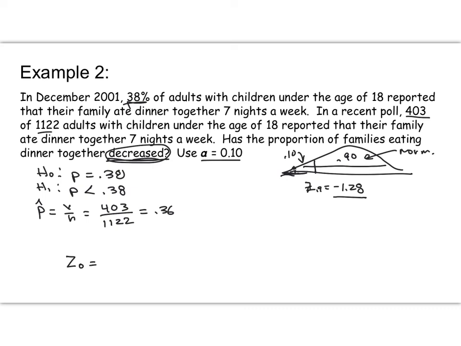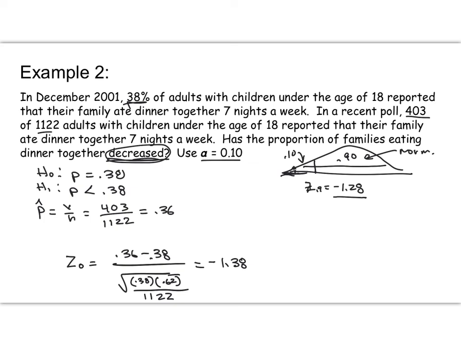So our test statistic is going to be 0.36, because that's our estimate, minus 0.38, that's our claim, divided by the standard error. And that is going to be the square root of 0.38 times 0.62 divided by 1,122. When I calculate that, I get negative 1.38.